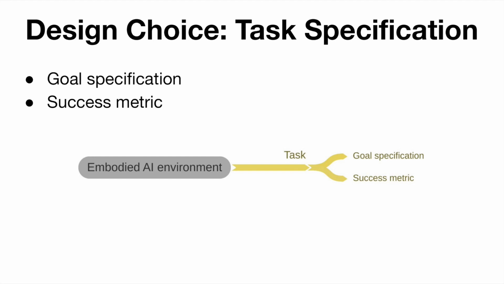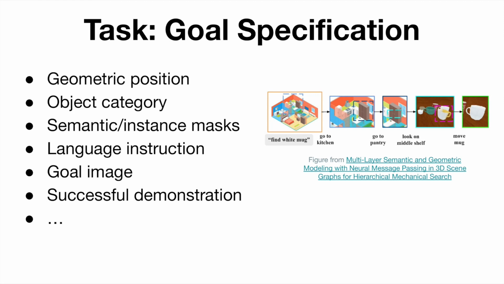Next, we are talking about task specification. It includes goal specification and how to define success metric. The task is considered completed if the goal is achieved. In general, the goal should be provided in or perceived from sensory information.